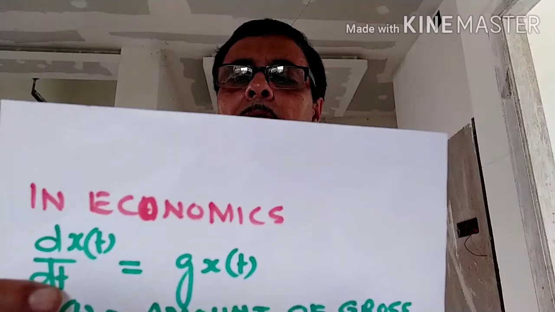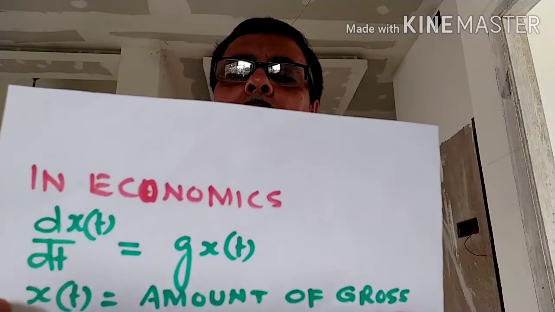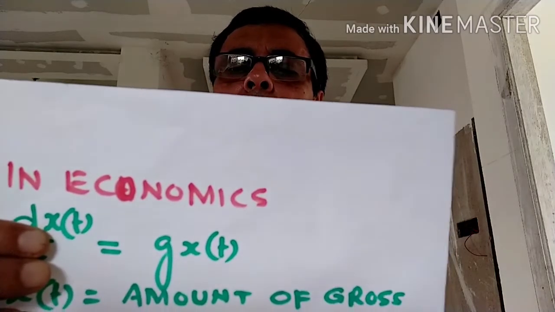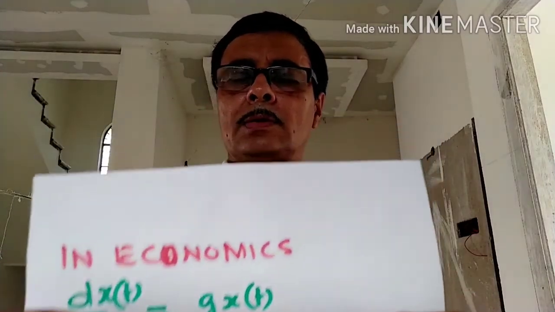There are adequate applications in the analysis of theories of economics. For example, this is a differential equation which is used in economics. This equation is d/dt of x(t) equal to g of x(t), where x(t) is the GDP, that is gross domestic product at time t, and g is the growth rate. Also, if we solve this differential equation, we are able to conclude about the exponential decrease or increase of the gross domestic product. So there are many applications of differential equation in economics also.